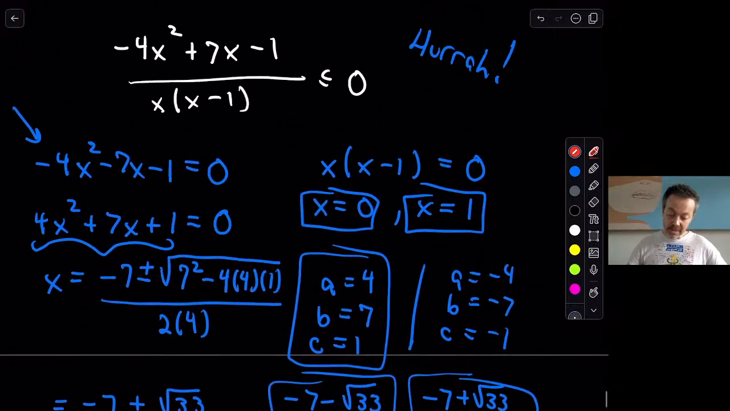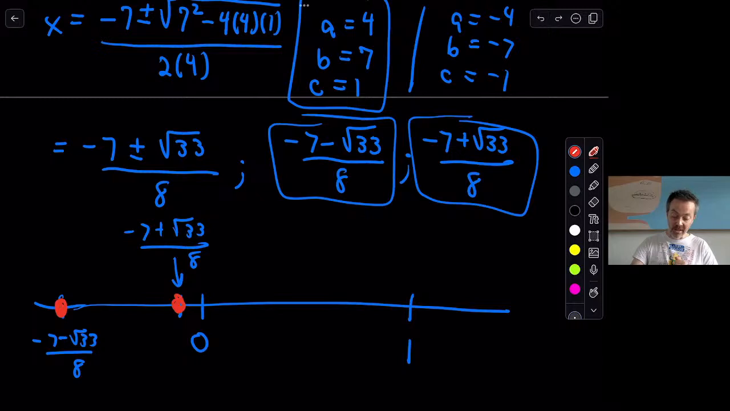Now notice the 0 and the 1. Either one of those values will make the denominator 0, which is going to make it undefined, which just messes everything up. It's not 0 if you have 0 in the bottom. It's undefined. So I know that this is an open circle, and this is an open circle. And now we're back at the same game.